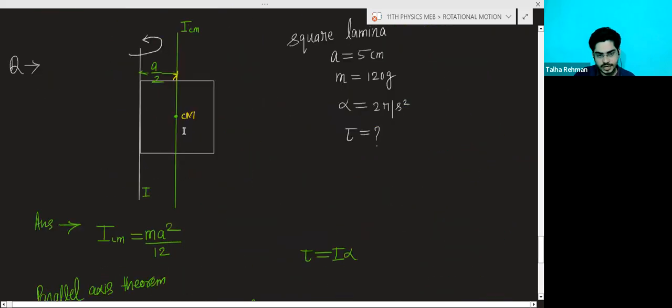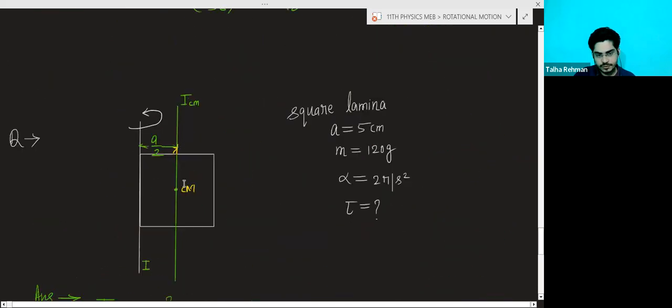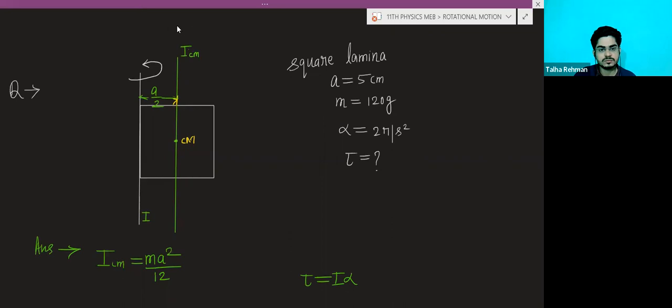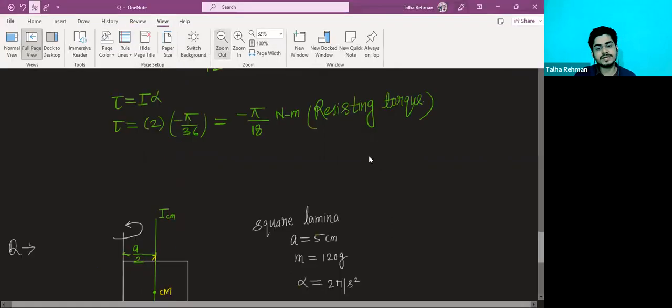Here we have applied the parallel axis theorem to find the moment of inertia about this axis. If we get the moment of inertia about this axis, then we can easily find the torque about this axis, meaning the body is rotating about this axis. Okay, so please write down, and you can do the calculation by yourself.